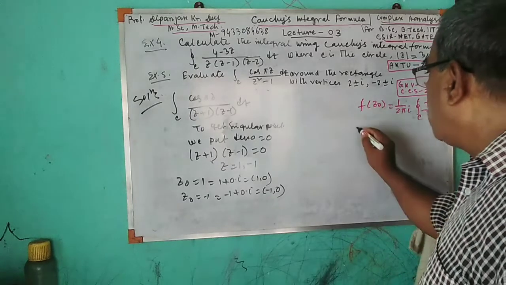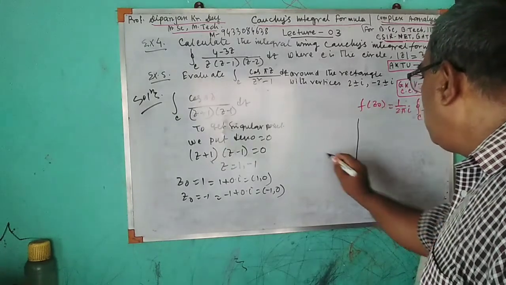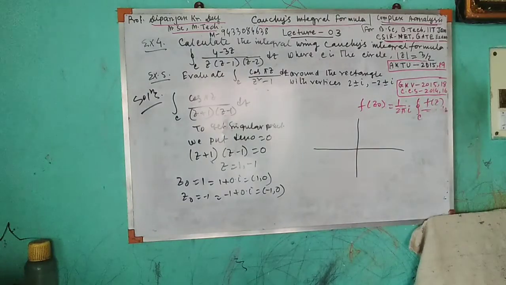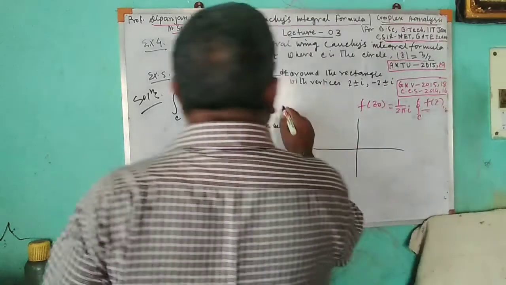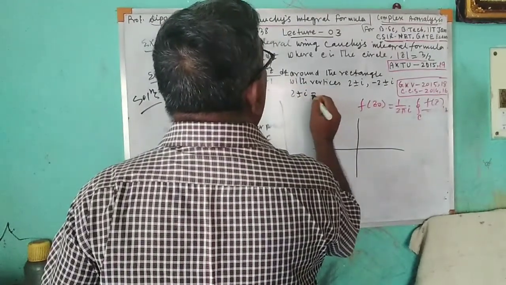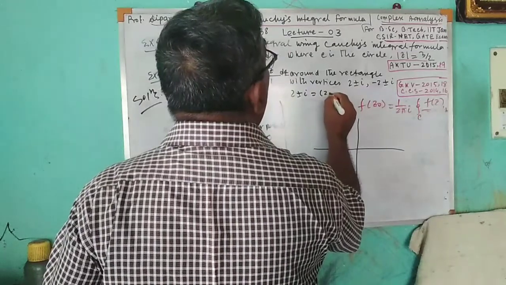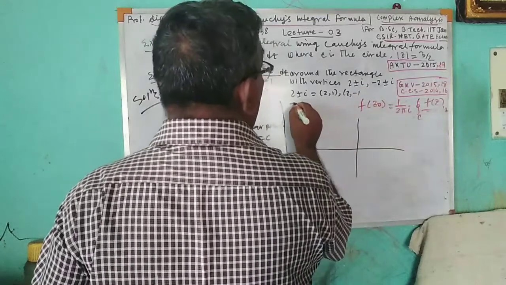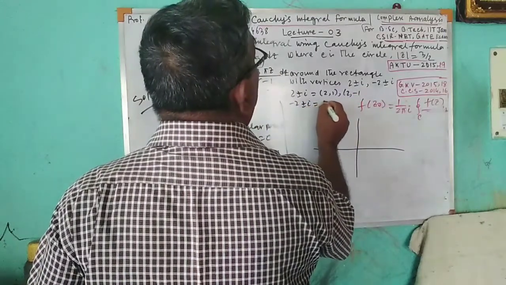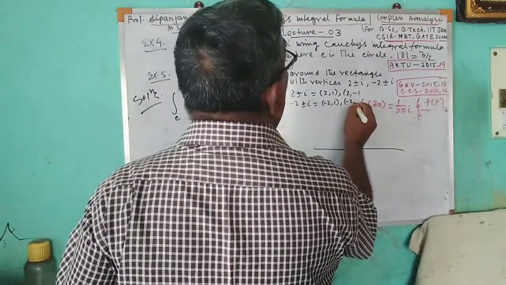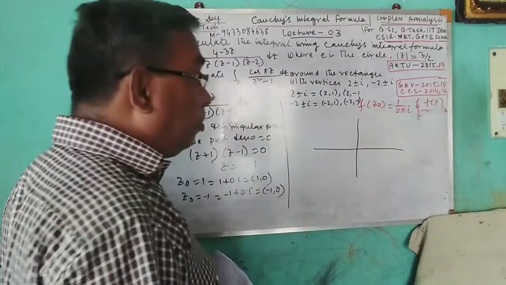So here, first I am drawing the closed curve. To get the closed curve, we take z equal to 2 plus minus i. This can be written as 2 comma 1 and 2 comma minus 1. Minus 2 plus minus i means minus 2 comma 1 and minus 2 comma minus 1. These are the 4 points I am getting here.